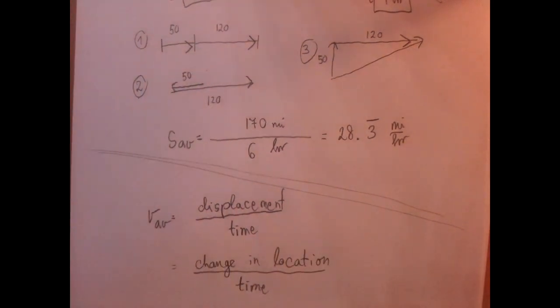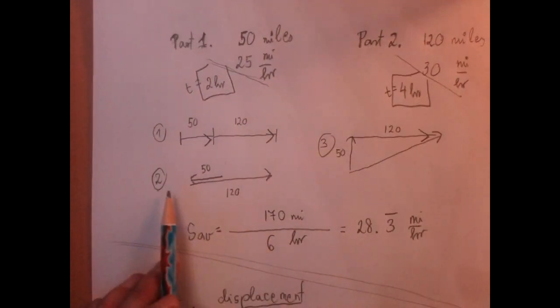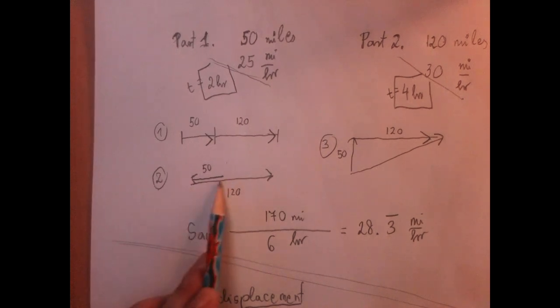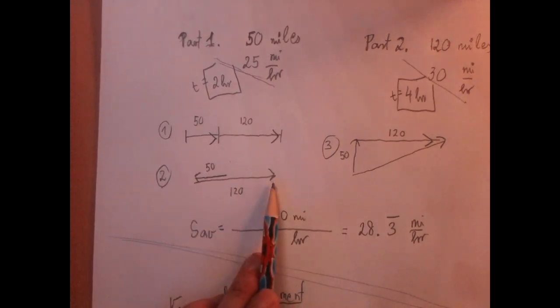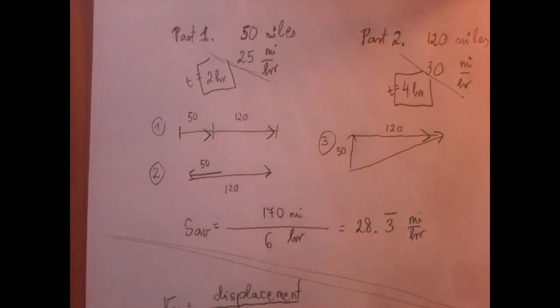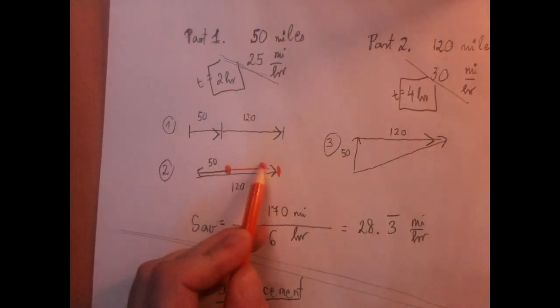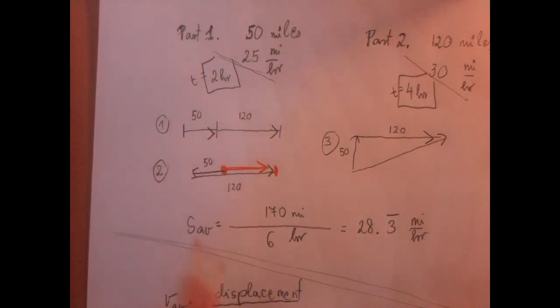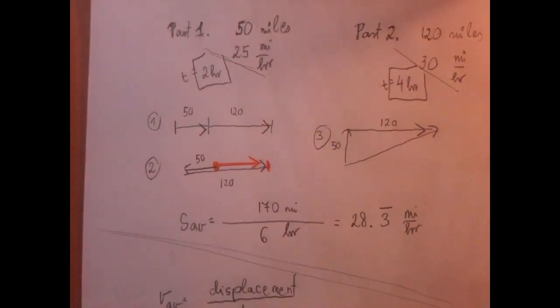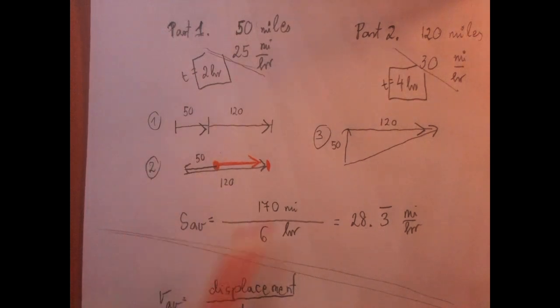And that's not the same as the distance traveled, because if you look at the second example, the total distance traveled is, well, first we traveled 50, then we traveled 120, that's 170 for speed. But change in location means, well, we started here and we ended up here. That means that, all things considered, we just went 70 miles east. That's the displacement. So 170 miles is the total distance traveled. The displacement is just 70 miles east.